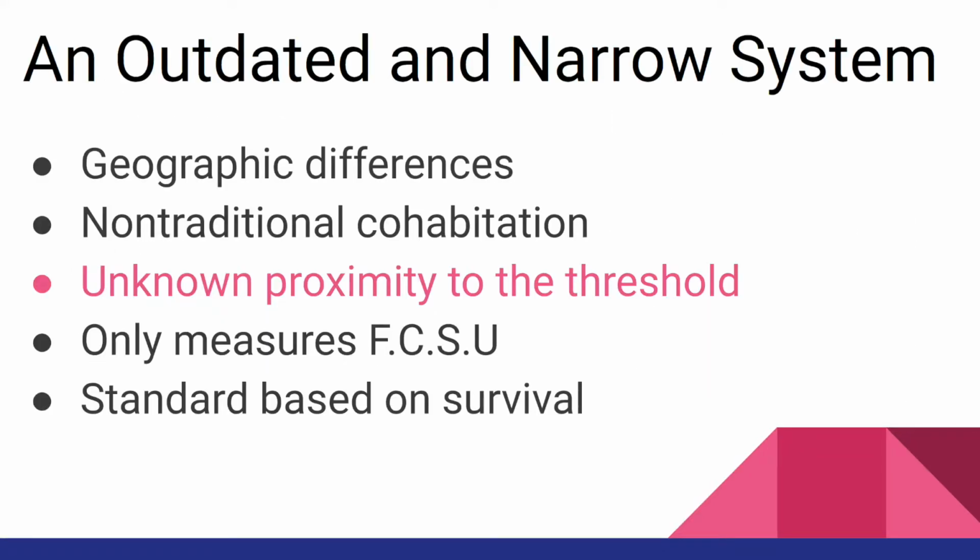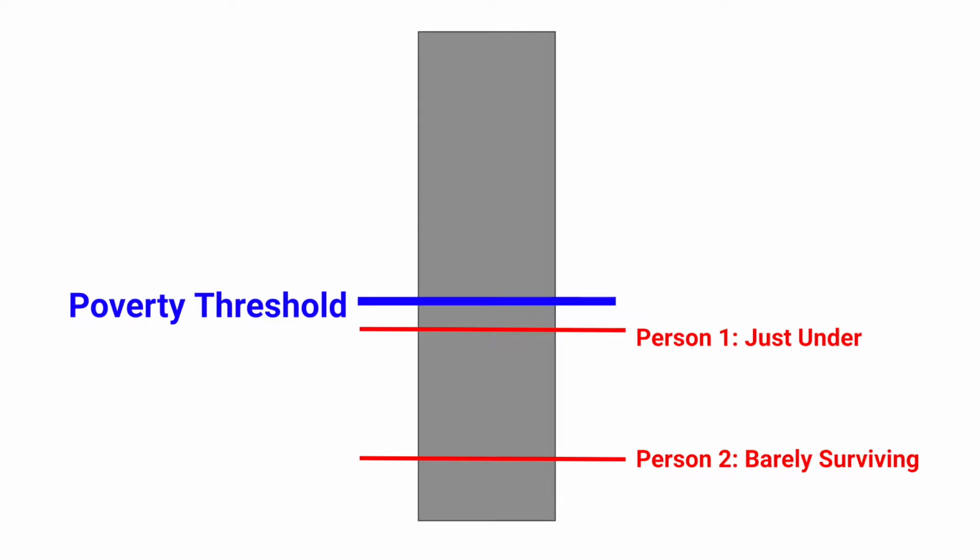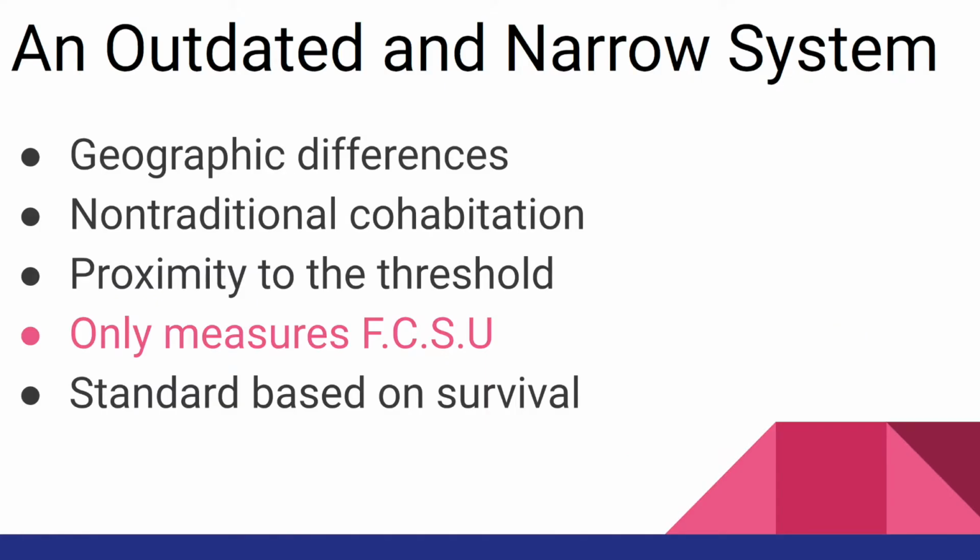The next is unknown proximity to the threshold. We don't know how close or far people are from the poverty line, just that they are under it. This is an issue because we don't know the people who are struggling to survive versus those who are just under the poverty line. These people are getting the same accommodations and benefits despite their differing proximities to the poverty line.